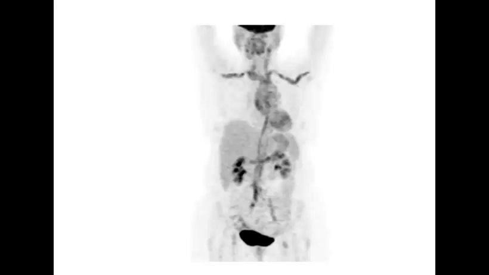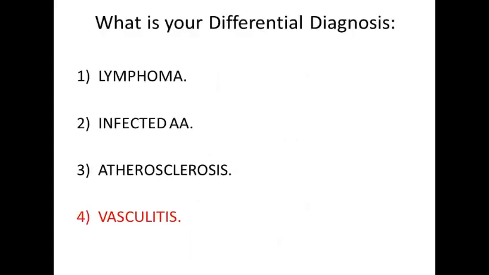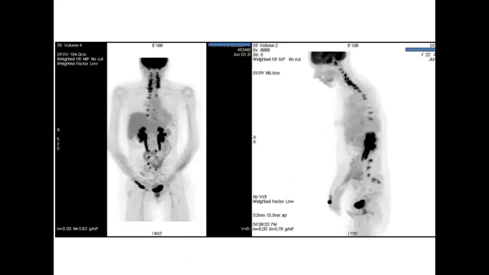and intense activity. And you have problems sometimes differentiating activity from vasculitis or atherosclerosis. But usually the atherosclerosis is heterogeneous, goes with the plaques, and it's milder than vasculitis. Next case.